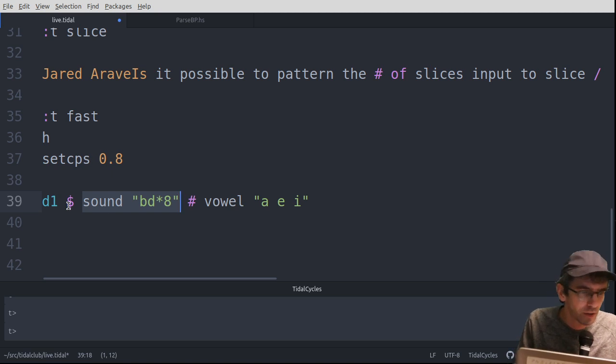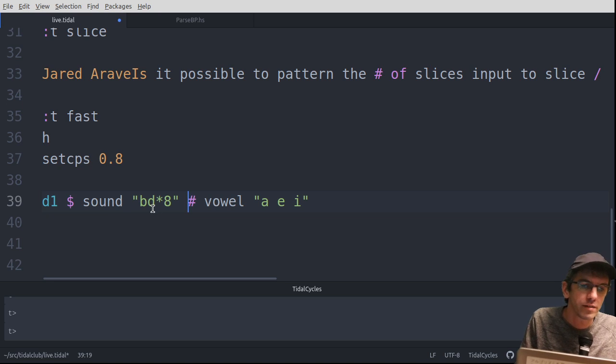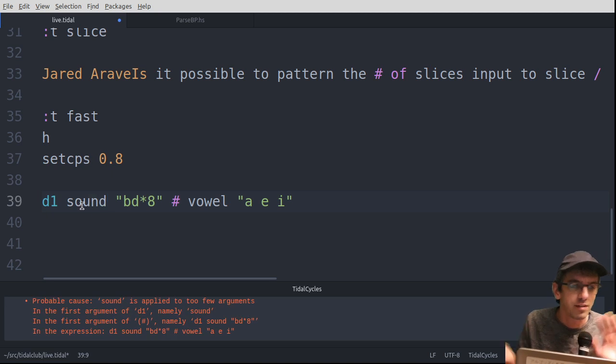The dollar is doing something quite different. They both kind of look as if they're gluing things together, but the hash is gluing together 2 control patterns, whereas the dollar is gluing together a function, which is D1, with its input, which is this whole pattern. If it wasn't there, then D1 would be looking for its input, and it would find this sound, and it would get confused because sound on its own isn't a pattern. It needs inputs itself.